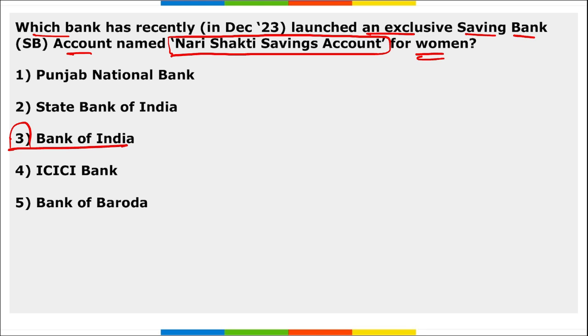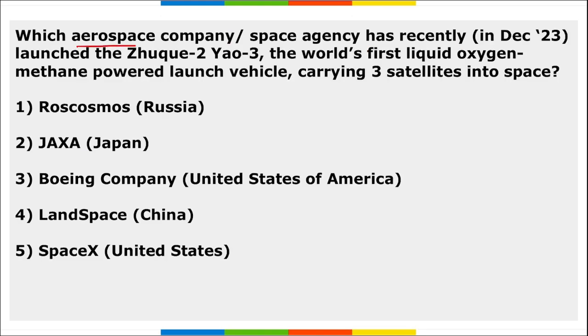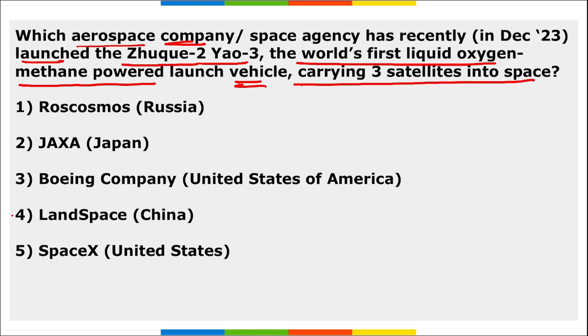Next. Which aerospace company has recently launched Zhuque-2 Yao-3, the world's first liquid oxygen methane powered launch vehicle carrying 3 satellites into space? It is Landspace. This is an aerospace company that has launched Zhuque-2 Yao-3. This is the world's first liquid oxygen methane powered launch vehicle that was carrying 3 satellites.